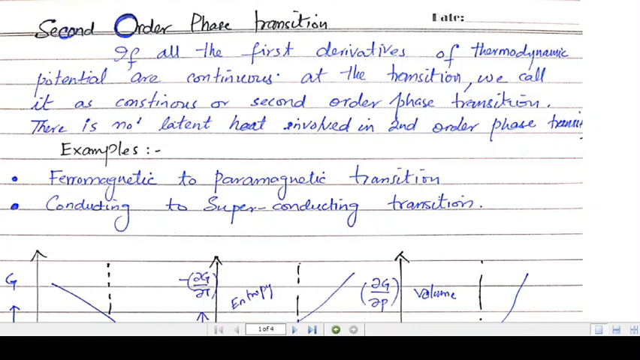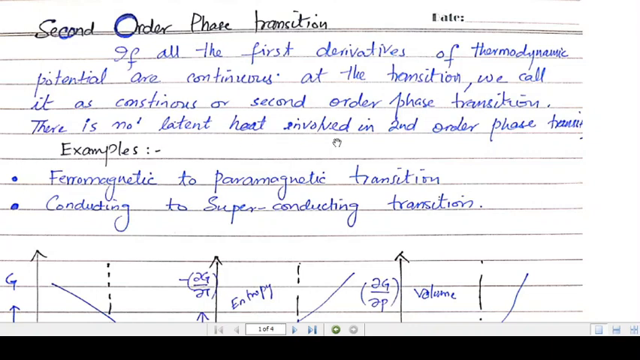So today we are going to discuss the second order phase transition. In the previous lecture, we discussed the first order phase transition, and we know that the first order phase transition is one which shows a discontinuity in one or more of the first derivatives of the thermodynamic potential. Whereas in the case of second order phase transition, all the first derivatives of the thermodynamic potential are continuous at the transition. So we call this type of transition a continuous or second order phase transition.